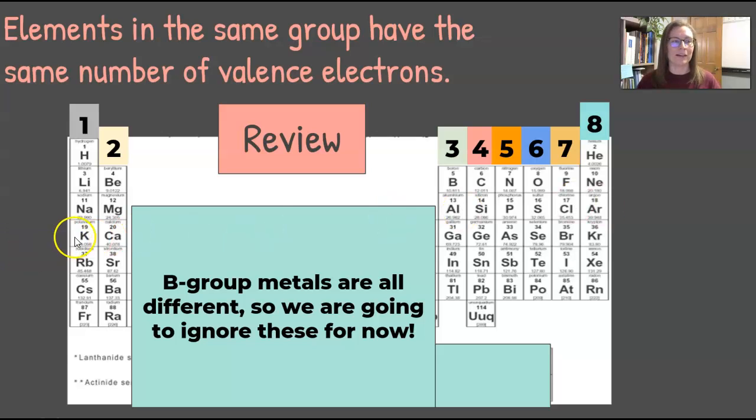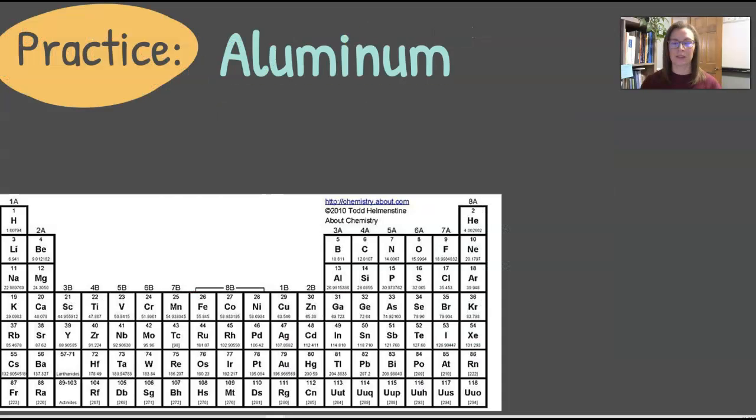So if I pick element number 19, potassium, potassium has 1 valence electron. If I go pick another random element, let me pick phosphorus. It's in group 5A. Guess how many valence electrons it has? 5. So the column number, the group number, will tell you how many valence electrons. So let's take a look at a few examples.